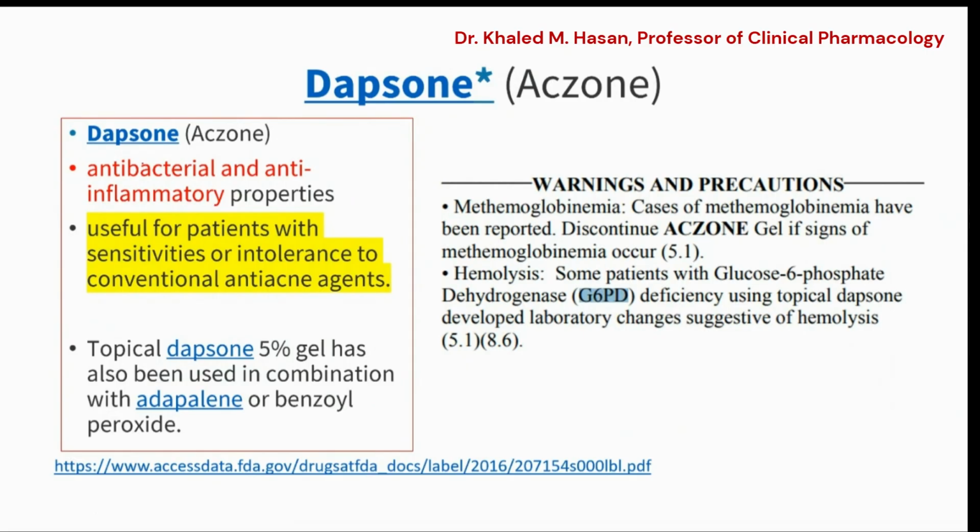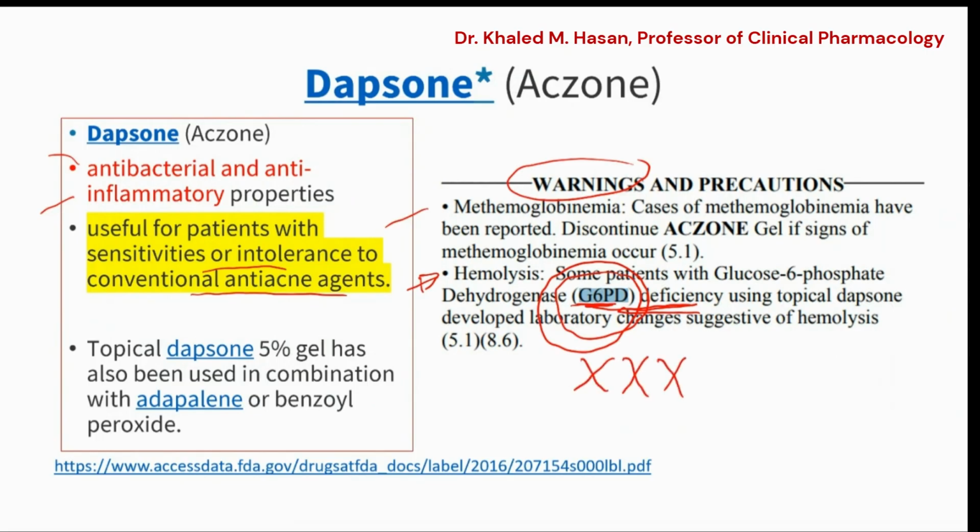For dapsone, we know that it has antibacterial and anti-inflammatory actions or properties, used for patients intolerant to anti-acne agents like retinoids or other medications. Okay, they said we need to be careful: we have a warning about something called methemoglobinemia. An important one here: some patients suffer from G6PD deficiency. And they warn us that if the patients have this genetic deficiency, we are not allowed to prescribe dapsone, even with the local effect.